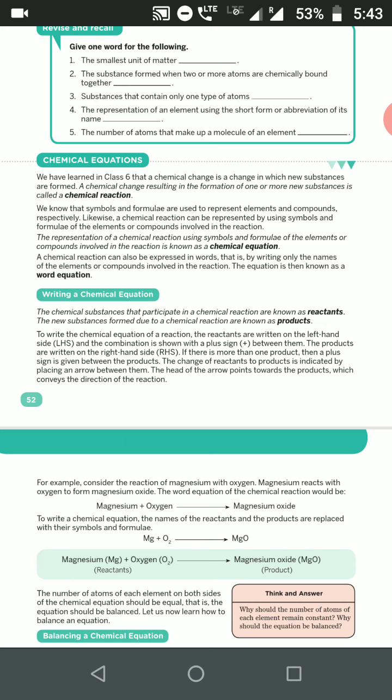What is a reactant? A chemical substance that participates in the chemical reaction. For example, if you take paper and burn it in the presence of oxygen, those are reactants. The new substance which is formed is called a product. The chemical substance that participates in the chemical reaction is known as a reactant, and the new substance that is formed in the chemical reaction is called a product.